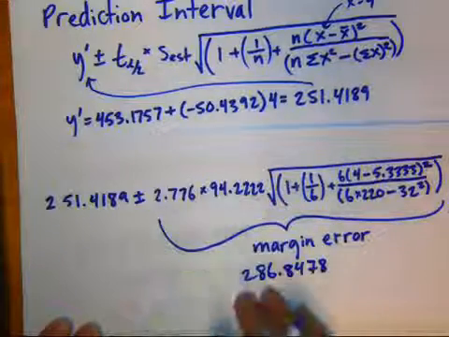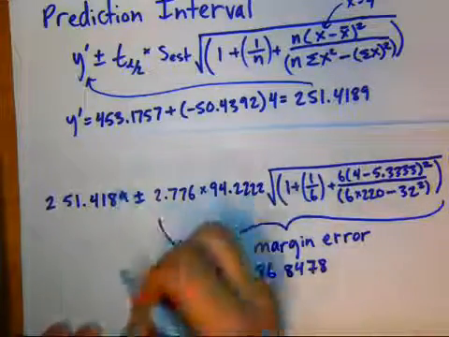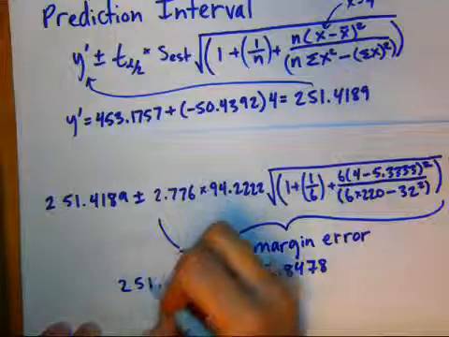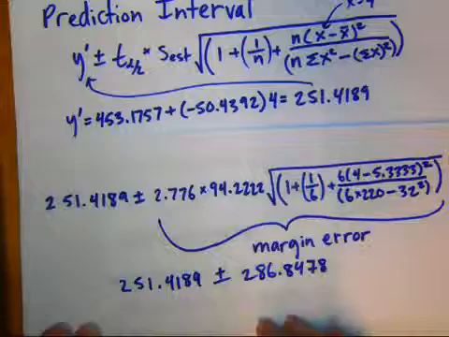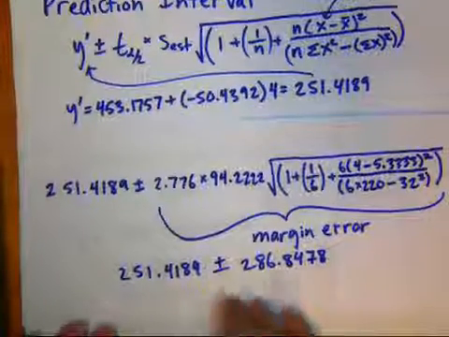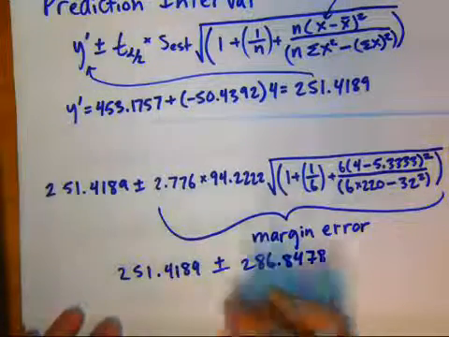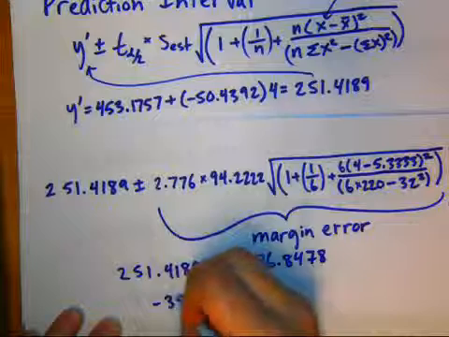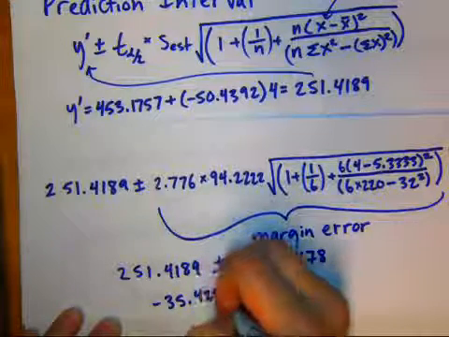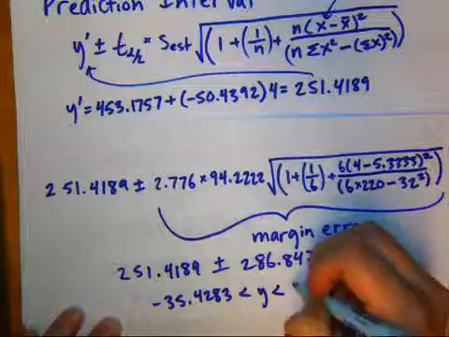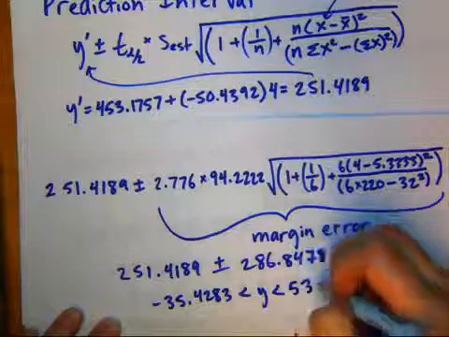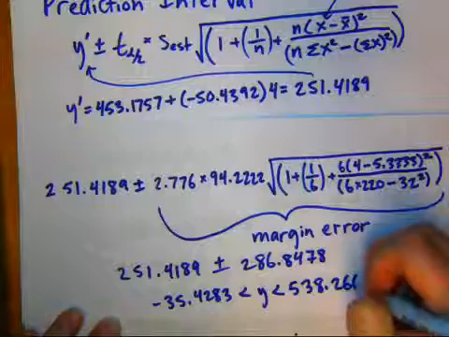You can do it with the inside pieces and just work your way out. Sometimes that will work just to check your answer. That's not my answer altogether. I have 251.4189 plus or minus that margin of error. So if I take and subtract the two numbers, I get negative 35.4283, and if I add the two numbers, I get 538.2661.